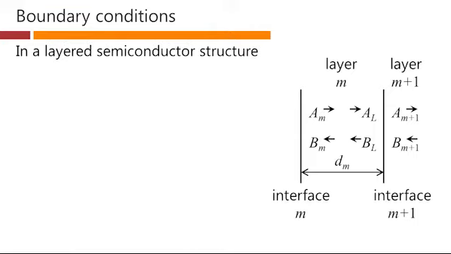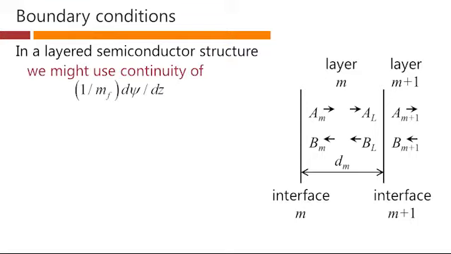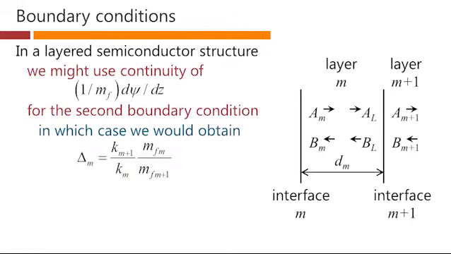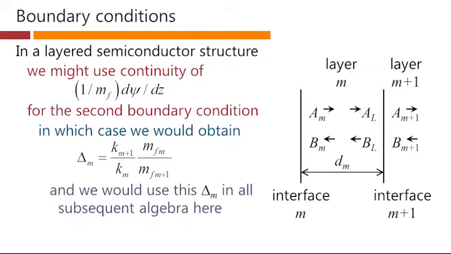In a layered semiconductor structure, we might choose a somewhat different condition for the continuity here of the derivative. We might use 1 over the mass times the wave function derivative in each layer for our second boundary condition, in which case we could follow through the algebra here and we would obtain a similar expression, but delta_m would now also involve the effective masses in these different layers. But otherwise, we could continue to use this delta_m in the subsequent algebra. So if we're using this boundary condition, the expression for delta_m is this one.